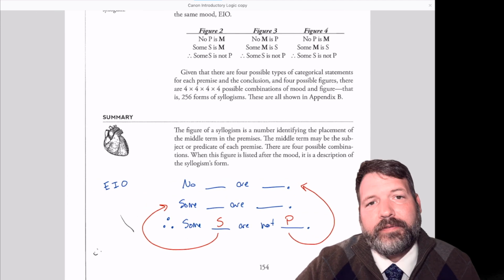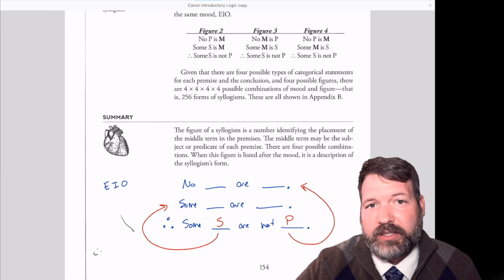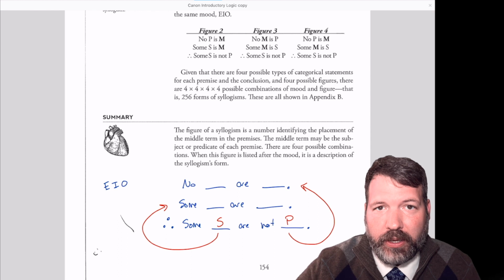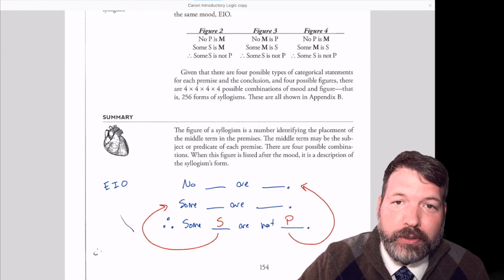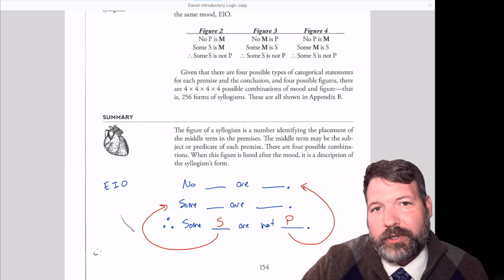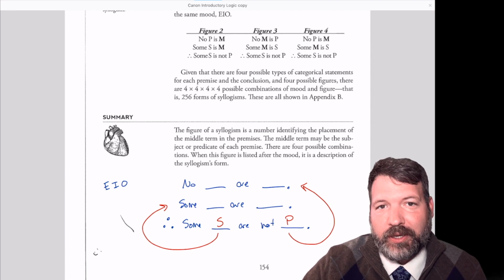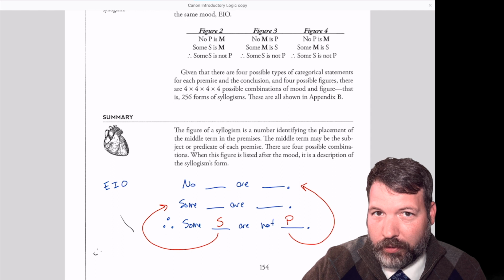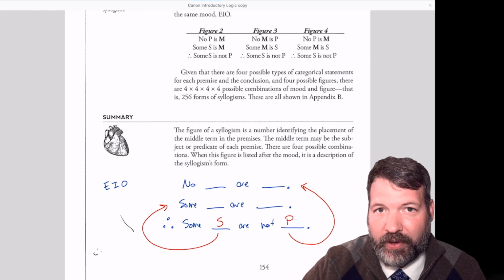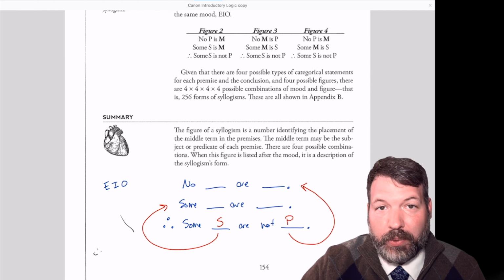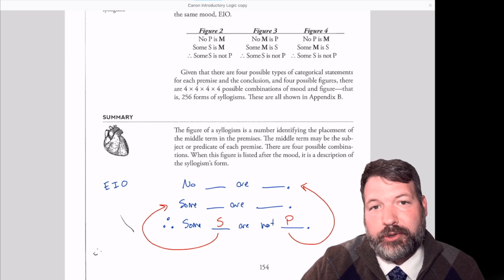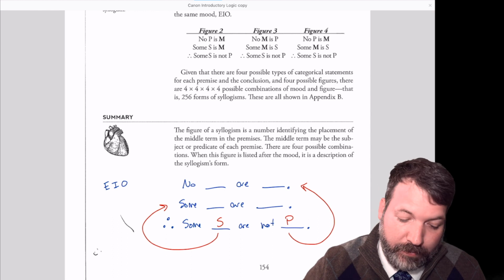That is how we identify the form of a syllogism. The mood is the kind of statement we use for the major premise, minor premise, conclusion, always in that order. A, E, I, or O, where does it go on the square of opposition? And then the figure tells us how to arrange the middle terms, which really tells us how to arrange all the terms in the argument.